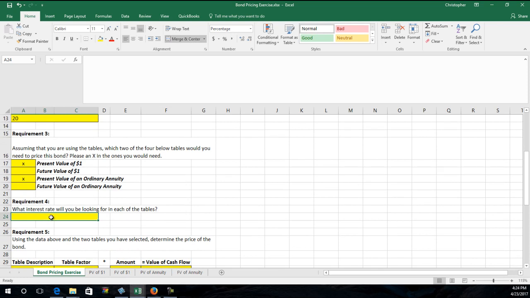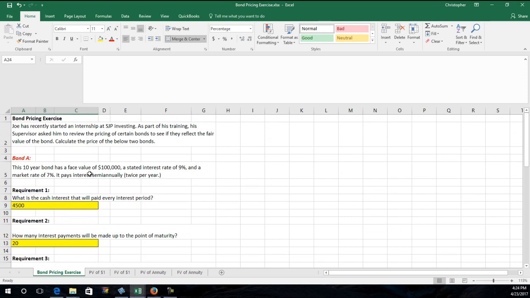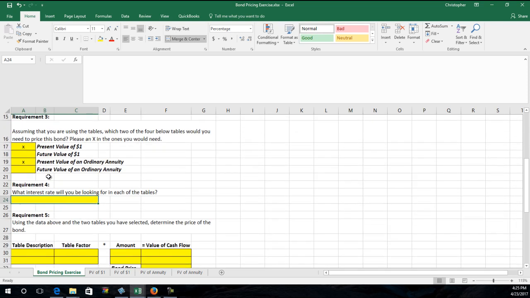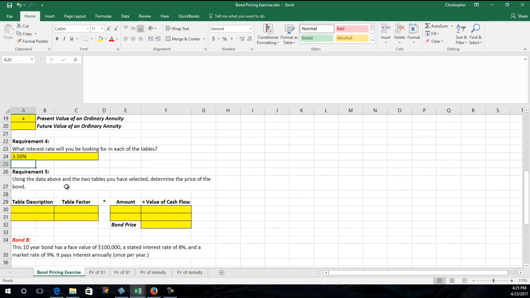Requirement 4, which interest rate will you be looking for in each of the tables? So if we go back up here, we have 2 different interest rates listed, but remember we have semi-annual periods. So what we need to remember here is that when we're looking at the tables, that's when we use the market rate. But we also have to account for the fact that it's twice per year. So instead of using 7%, we use half of that, which is 3.5%. Now that really gives us everything we need to price this bond.